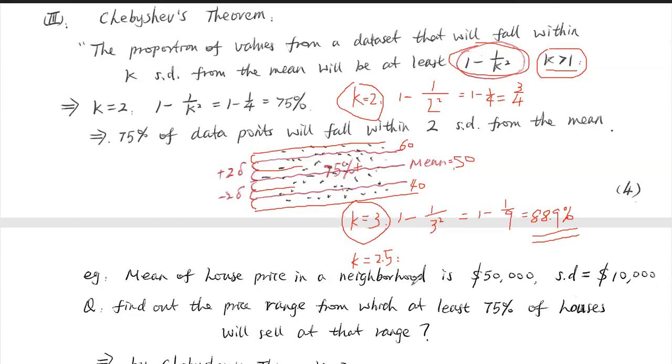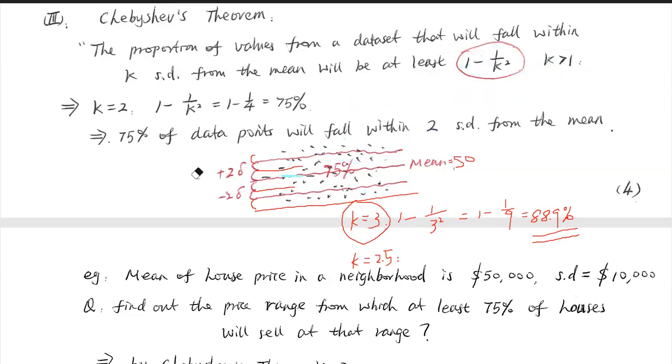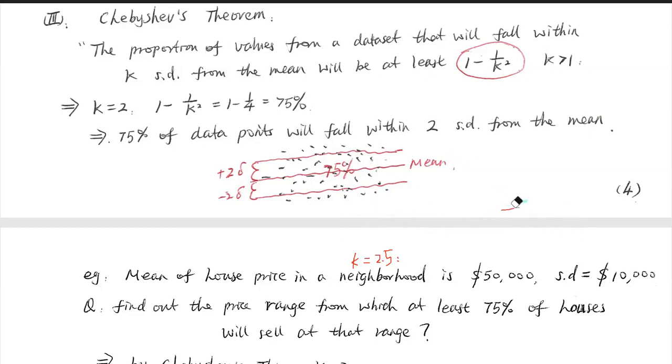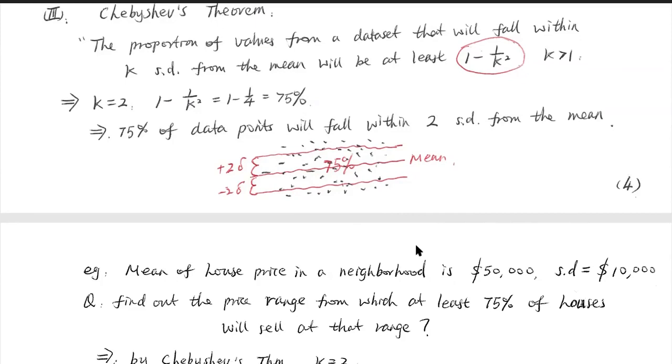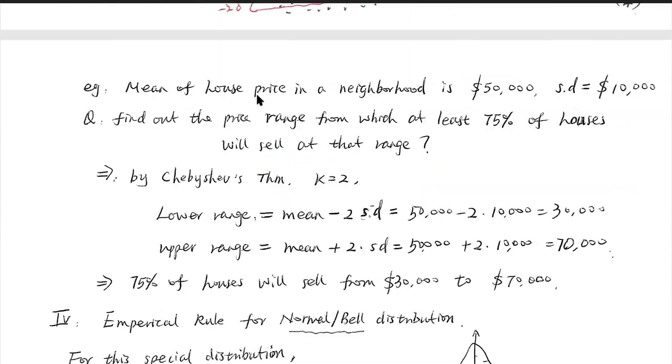Let's use some example here to apply what we just learned. Okay, everybody? Using an example is always easier, is that right? Otherwise, you may get confused about what I'm trying to say here. Now, this example is talking about some neighborhood, and they have the average house price.